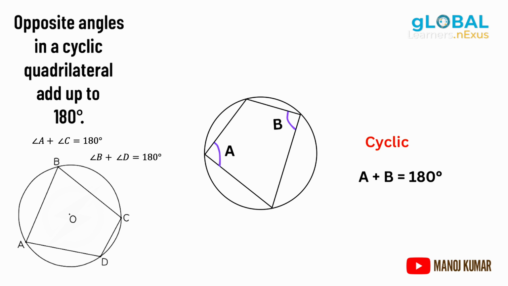For example, if this angle is 70 degrees, then this angle will be equal to 180 minus 70, or 110 degrees.